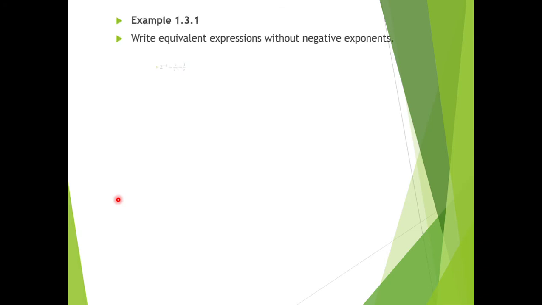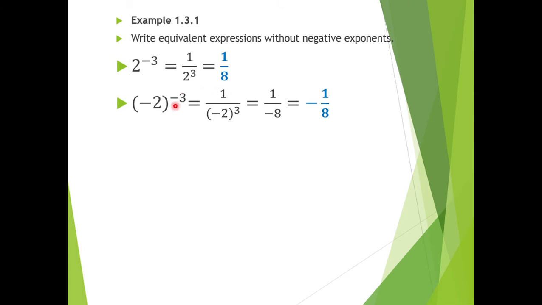Okay, so write the equivalent expression without negative exponents. So 2 raised to negative 3 is 1 over 2 raised to 3, kasi ni-reciprocal na natin ang 2 para maging positive yung exponent. And then, i-multiply natin sa tatlong beses, so 1 over 8 ang ating answer. Pag yung negative 2 raised to negative 3, remember, may parenthesis, ibig sabihin nakasama yung sign sa i-raise natin. So, negative 2 times negative 2 is positive 4, times negative 2 is negative 8. So, negative 1 over 8 ang ating answer.